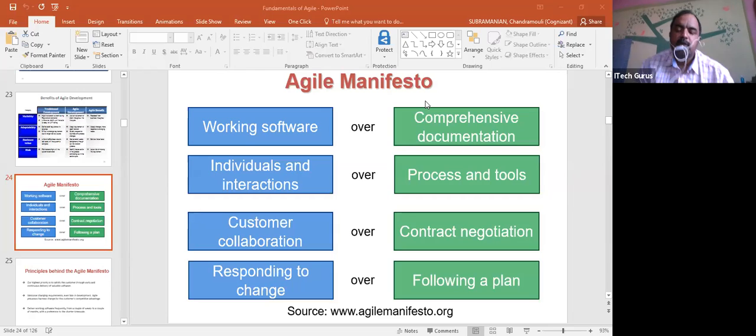Okay. Please understand, left is given more preference over the right. However, right is also very important. Right is also right. But the more preference is given to the left. So for example, working software over comprehensive documentation. We need to give more importance to creating the product rather than creating multiple documentation. However, the keyword over states that we are not denying or degrading the importance of the documentation, right?